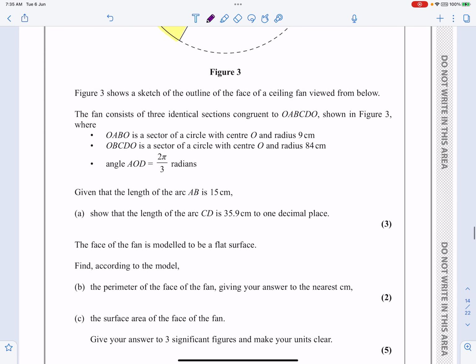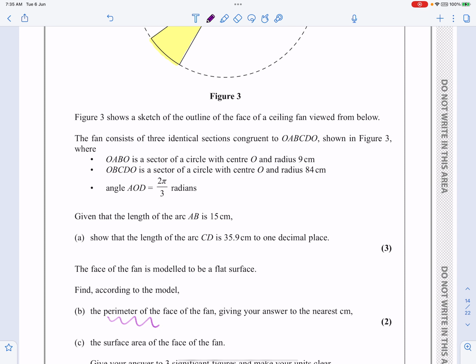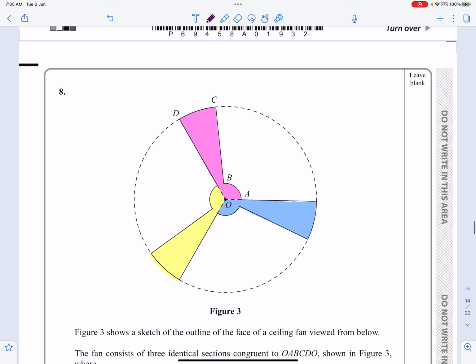What does part B say then? Part B says, can we find the perimeter of the face of the fan? So it really does rely on us actually understanding what this diagram is, otherwise we're completely stuck with this. But they do these sorts of questions in radians quite often. So the perimeter of this shape.